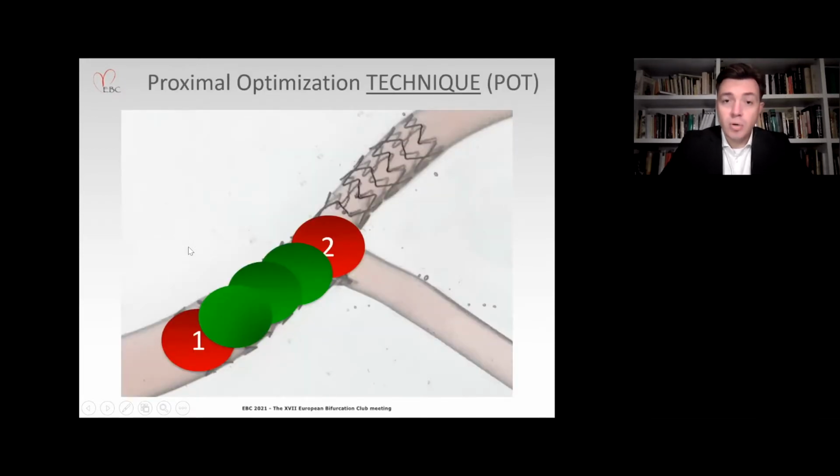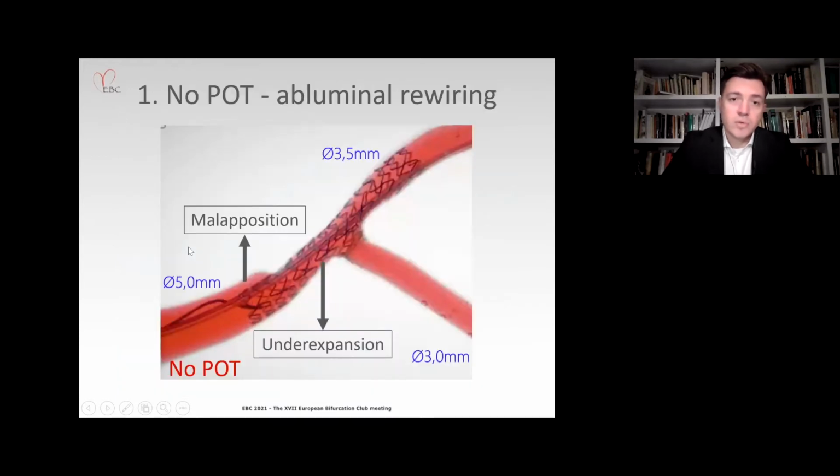First of all, when we talk about POT, it is not only the proximal optimization we talk about, it is a technique. And as any technique, it needs to be learned and executed correctly. So the emphasis of this brief presentation will be on how to correctly execute proximal optimization. And thereby, I would like to focus on two important segments. Not to overlook the proximal edge of the stent, and secondly, how to be precise at the point of the confluence at the bifurcation core. So let us first start with the more proximal segment.